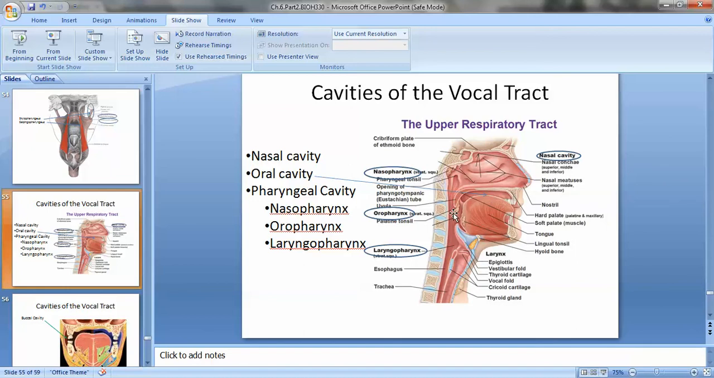From here to here, we break it into three sections. We call it the nasopharynx, next to the nose, right, the nasal cavity. The oropharynx, which is close to the mouth. Remember, oro and oral are the same thing. And then laryngopharynx, which is close to the larynx. So just know this is all pharynx, and then we break it into regions depending on what it's closest to. Is it closest to the nose, the mouth, or the larynx?